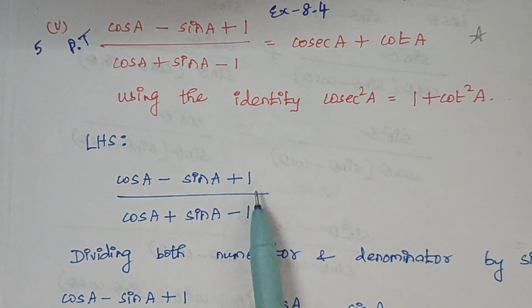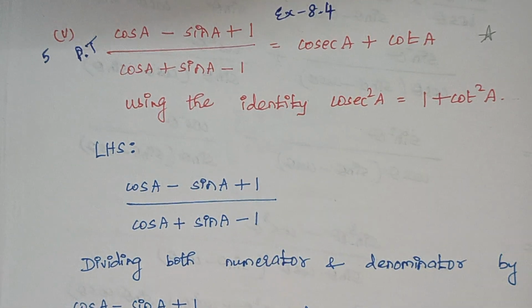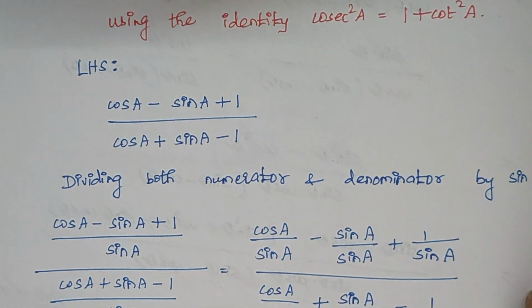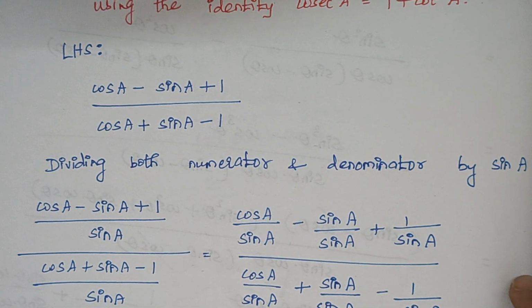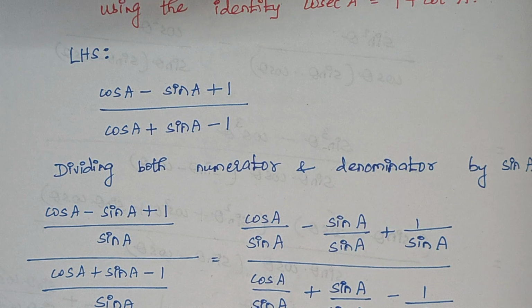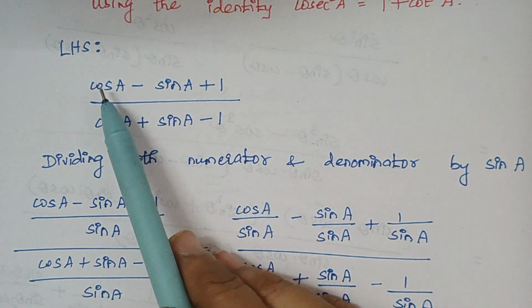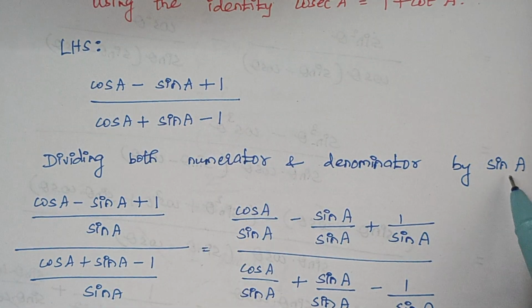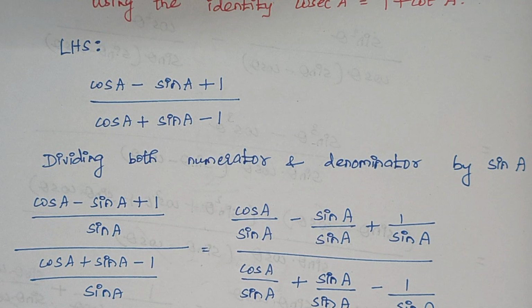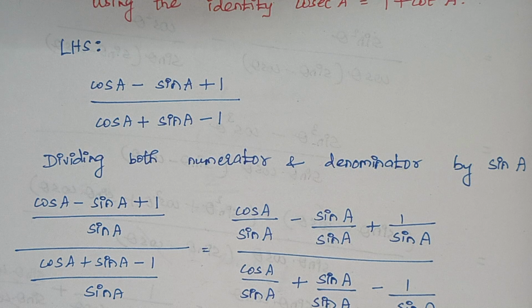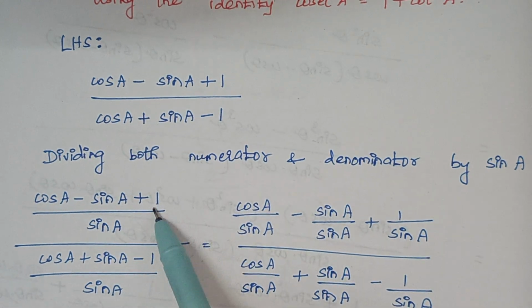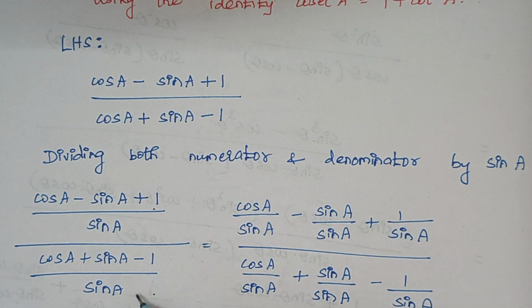So consider your LHS. Right, so in this case we are going to divide both the numerator and denominator by sin A. So in the previous problem we divided it by cos A. Again I will tell you a simple trick. If the first term is cos A, you just divide it by sin A. In the previous problem the first term is sin A, therefore we divided it by cos A. Just keep it in mind. So here we are dividing both the numerator and denominator by sin A.